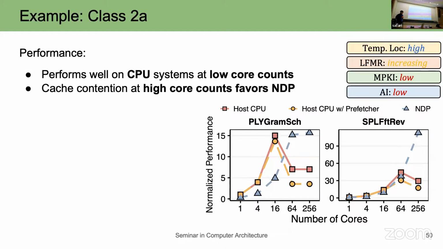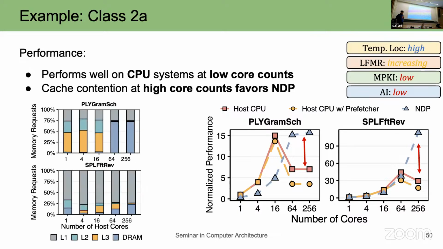And we can verify that by looking at some graphs. For example, in the PolyBench Gram-Schmidt function, we can see that above 64 core counts, the normalized performance rises significantly over the ones with a CPU system. Also, in the beginning, there are very low memory requests into the DRAM.